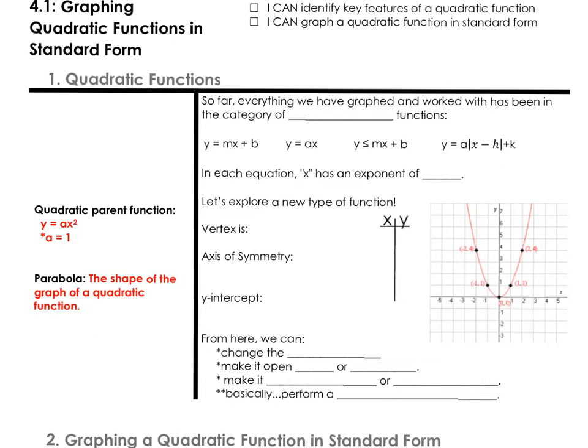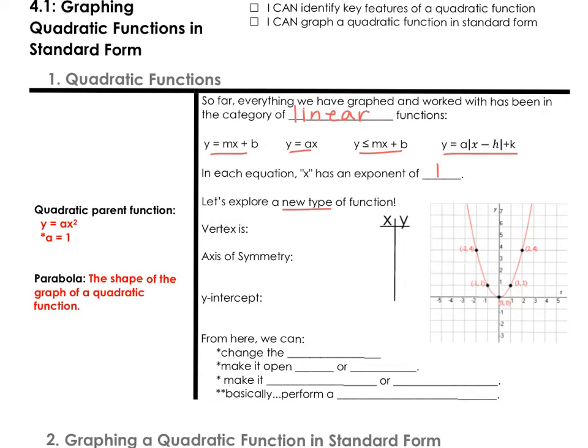So far, everything we've graphed and worked with has been in the category of linear functions. We've had slope-intercept form, we've had direct variation, we've had inequalities, and then we've had absolute value, which is kind of a broken up linear function. In each of these equations, x has an exponent of 1. In this chapter, we'll explore a new type of function.